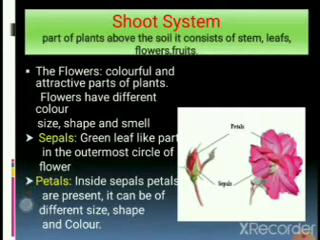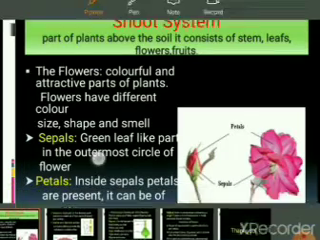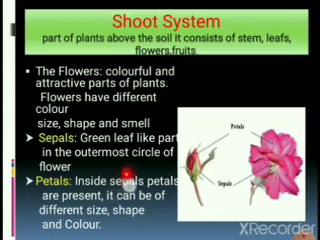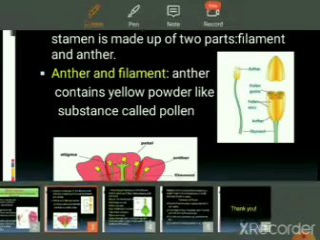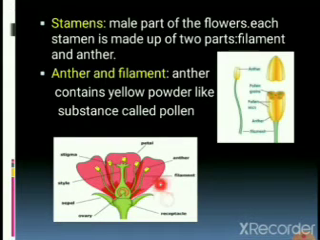The second one is petals. The attractive or colorful parts are known as petals. Inside the sepals, petals are present. They can again be of different size, shape and color depending upon different types of flowers. Now, this is the typical structure of a flower.